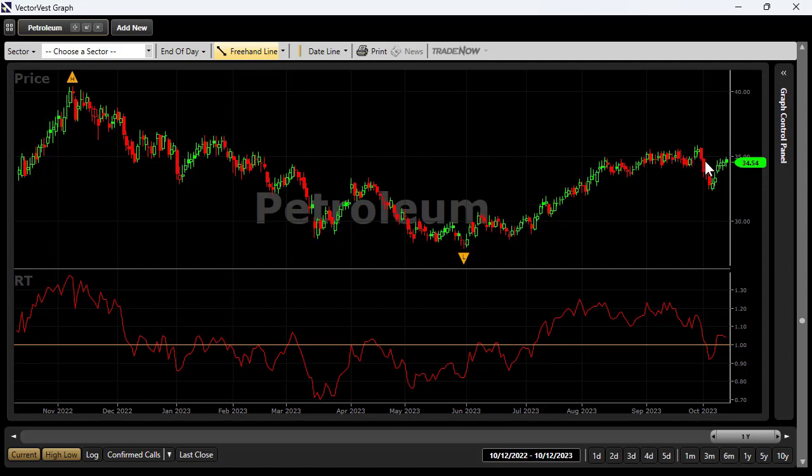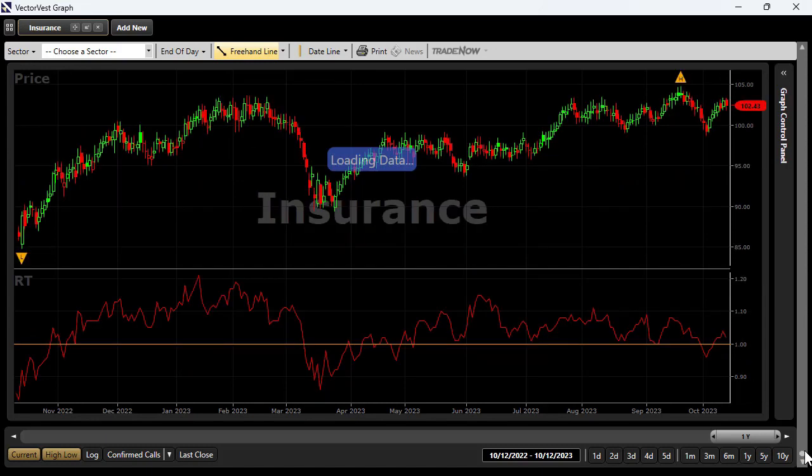I know oil's up about $3 this morning. So petroleum might be something that you would want to consider. Insurance looks a little better as well. Now, I know we have this bearish divergence between the RT and the price of the sector.